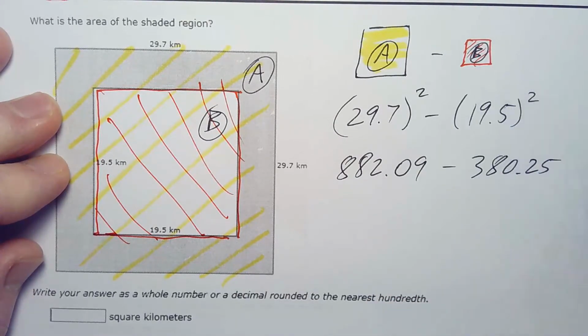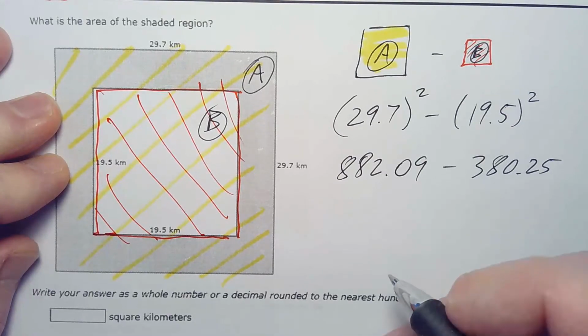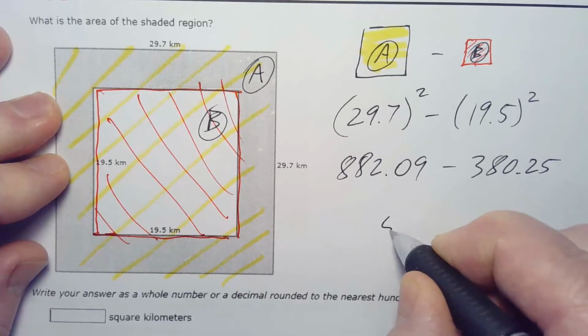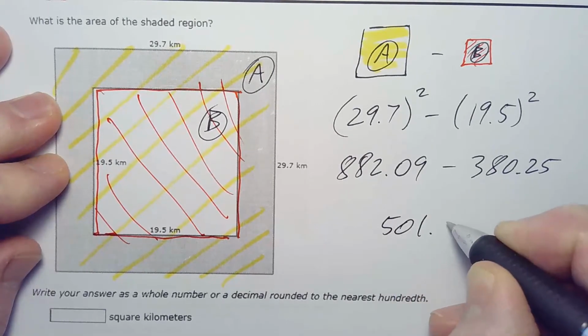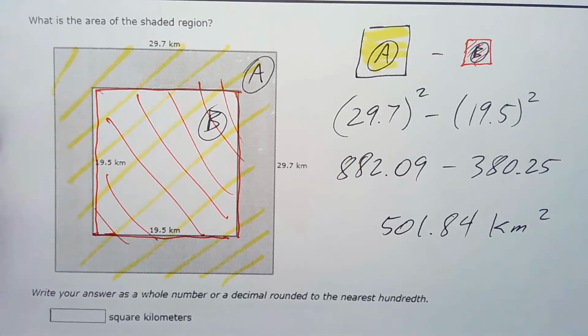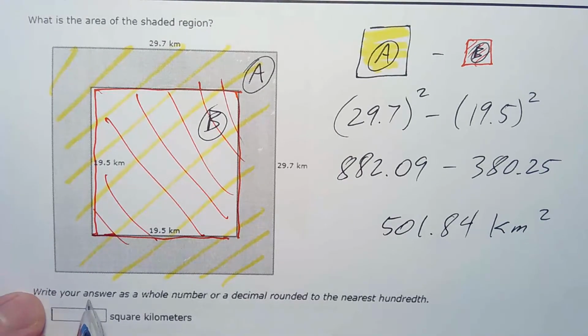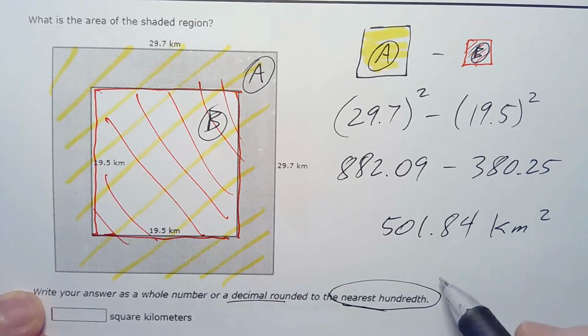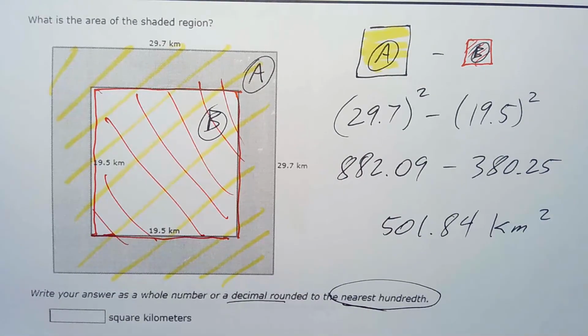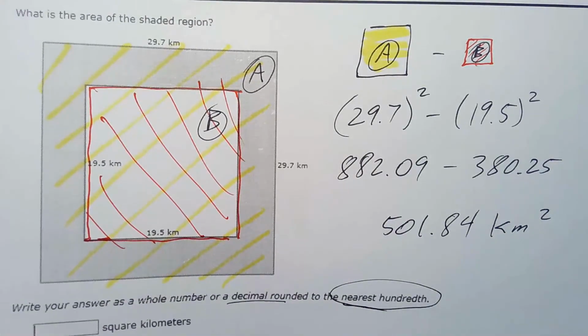This is 380.25 square kilometers. And you finally get an answer that's 501.84 kilometers squared. Now, let's double check that we did this right. It says write your answer as a whole number or decimal. Okay, decimal rounded to the nearest hundredth. Okay, well, that's the nearest hundredth. That just worked out, but we are going to have to worry about rounding for some of these problems.